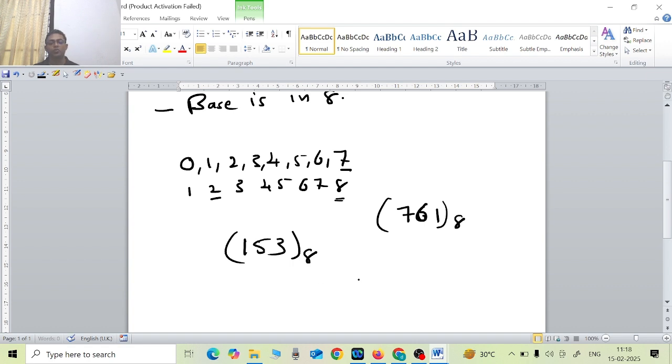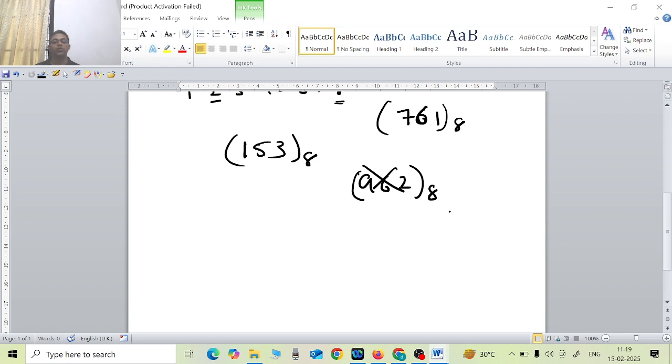And what about this one, 962? Is it a valid octal number? No. What is the reason? This 9 does not belong to the symbols which are supposed to be used by the octal number system. So this is not a valid octal number. Okay, and the base is 8. So this is similar to the previous number systems. Let's take the example of 153.